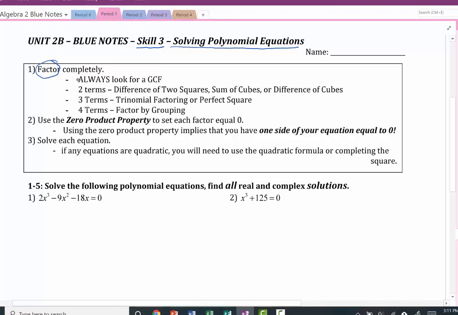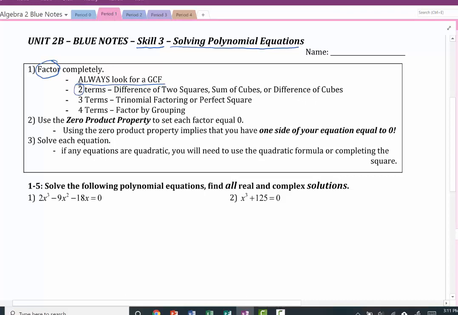And then you can see here, there's a few reminders about the types of factoring that you are familiar with at this time. First thing is to always look for a GCF. Okay, take a GCF out if there is one. Second thing is, it depends on how many terms you have. That will decide what type of factoring we do.